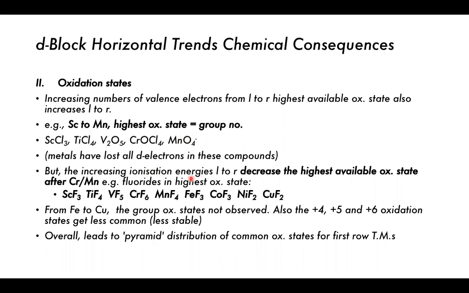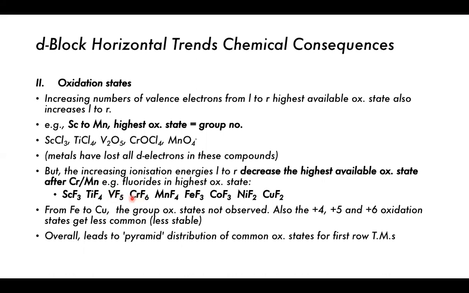But the increasing ionization energies from left to right decrease the highest available oxidation state after chromium and manganese. So for example, the fluorides in the highest oxidation state for each of these: scandium fluoride, so that's +3, titanium fluoride +4, vanadium fluoride +5. It's +5 because we have 5 fluorides, and each fluoride is -1. So -1 times 5 is -5, and then this is neutral, so it must be +5.